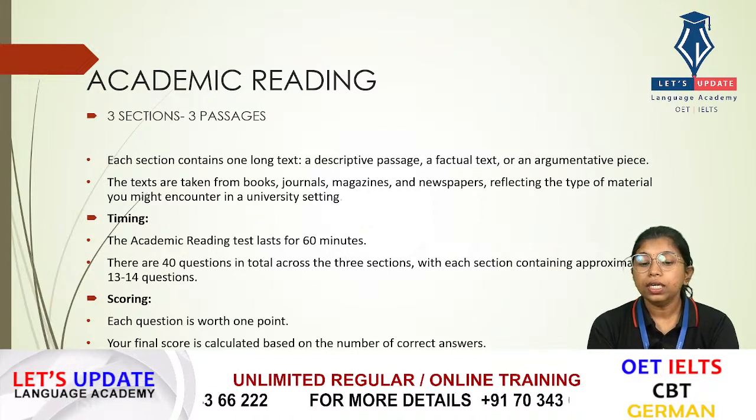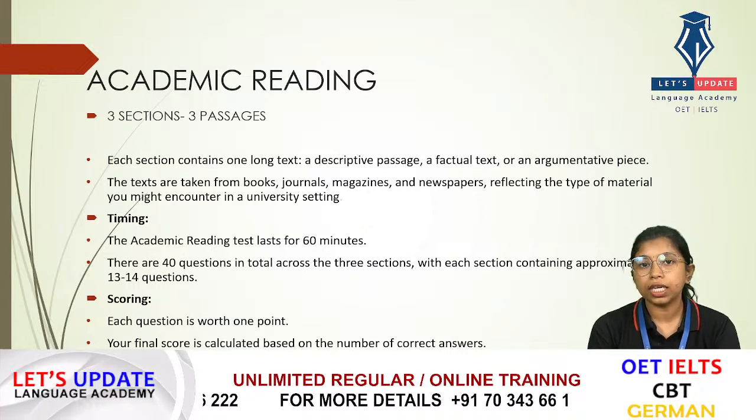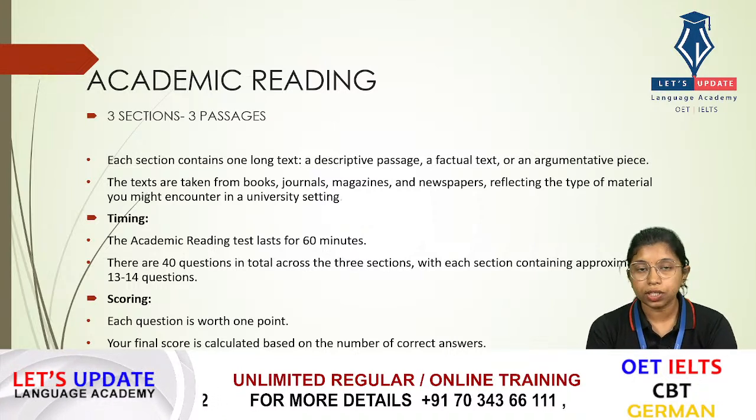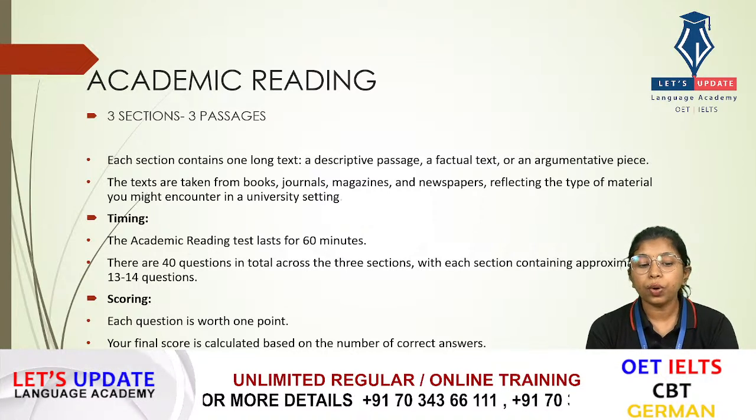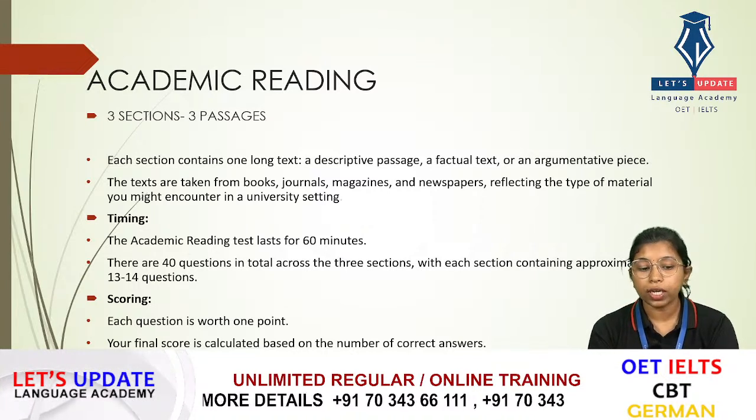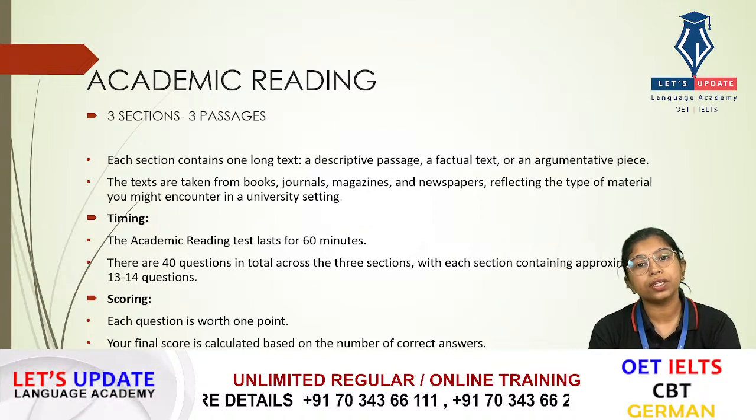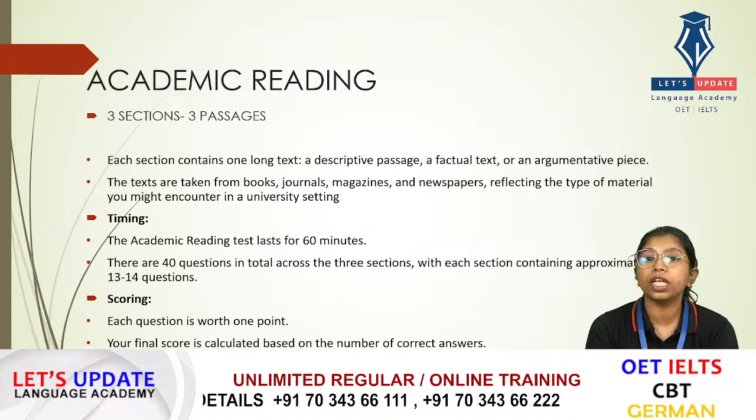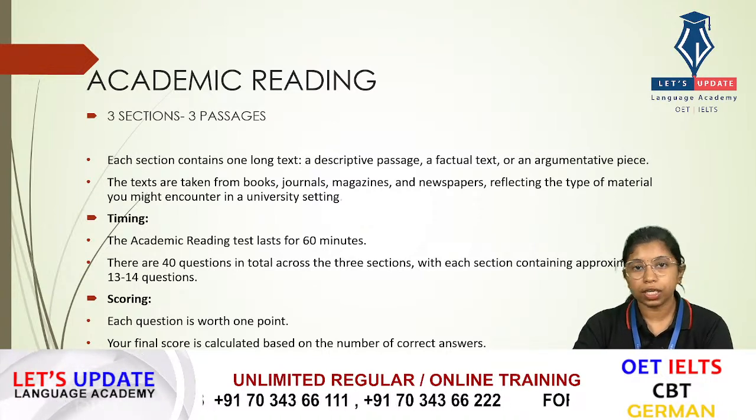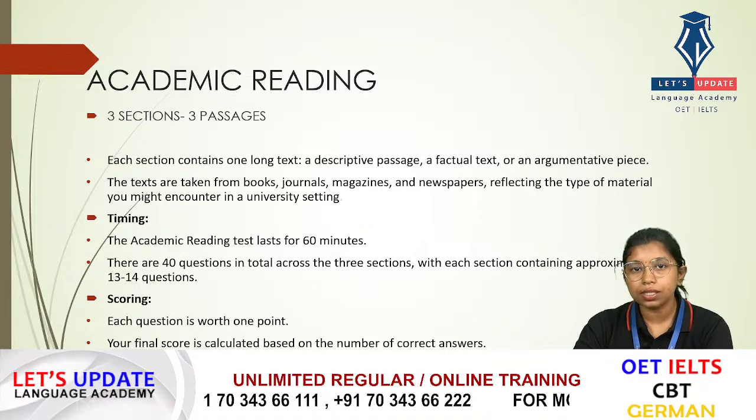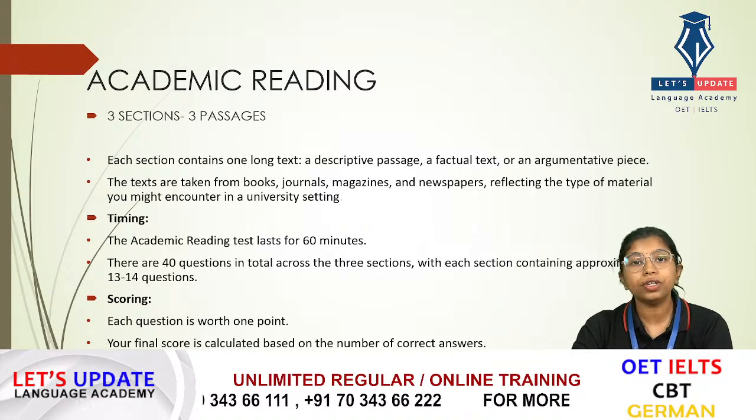Okay, all right. So moving to the 3 sections, there will be 1 passage in each section where you'll get 13 to 14 questions. Each question is worth 1 point and your final score is calculated based on the number of correct answers, and there will be no negative marks. So you can freely write your answers even when you are not confident about them.